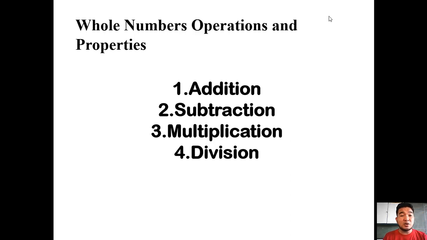Okay, so we move on to the whole number operations and properties. We have 4 basic operations in mathematics, and those are addition, subtraction, multiplication, and division. How do we learn addition in our primary grades? I still remember when I was in grade 1, our grade 1 teacher asked us to bring pieces of straw, pieces of stones, matchsticks, popsicle sticks, and whatsoever.